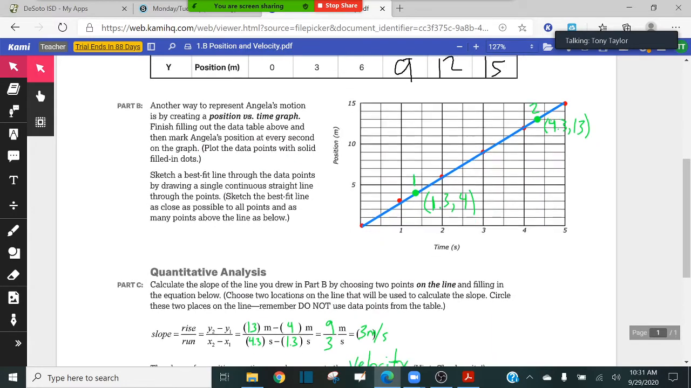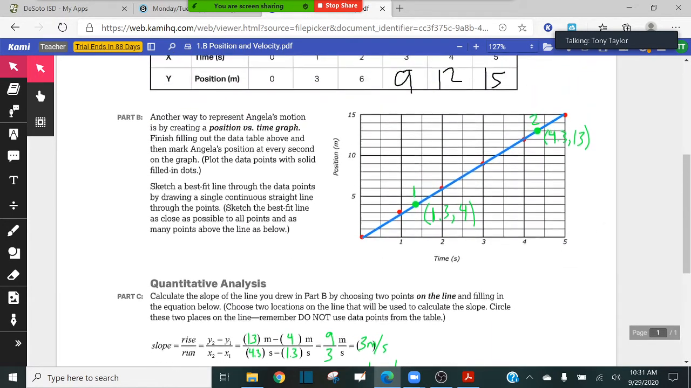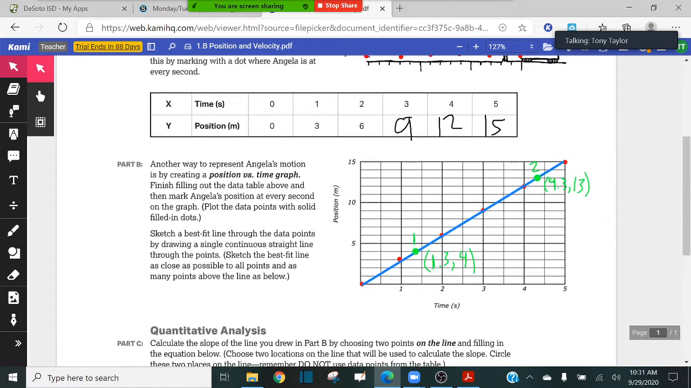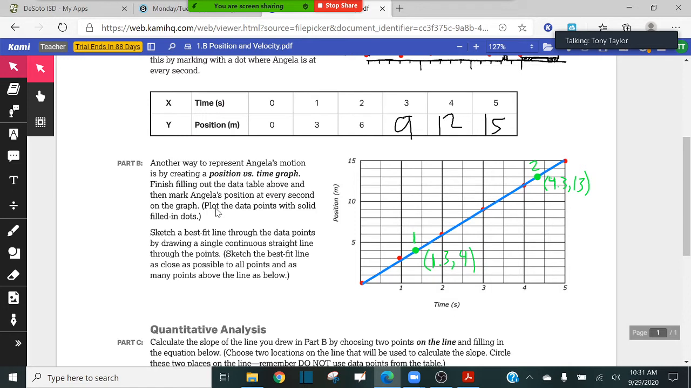Now, by the way, any questions so far before I move on? Now, some of you guys may be wondering, well, Mr. Taylor, why is it that whenever you found your slope, why didn't you just take data from your table? You still would have gotten the same thing. You would still have gotten 3 meters per second for your velocity. And yes, that is true. It still would have given me the same thing. And notice why that is: the data from this table gave me a relatively smooth line. The data was pretty smooth.